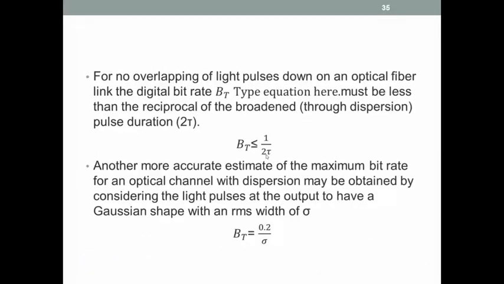For non-overlapping of light pulses down an optical fiber link, the bit rate B_T can be less than or equal to 1 by tau. Tau is the pulse duration, half of the pulse duration. So this is how much the broadening happens. Alright.